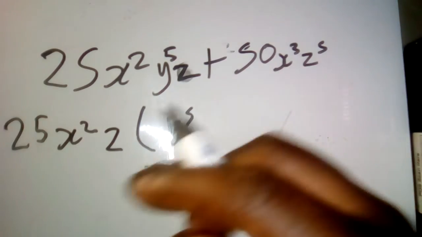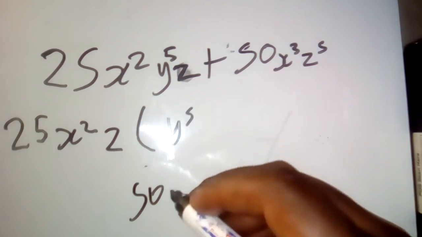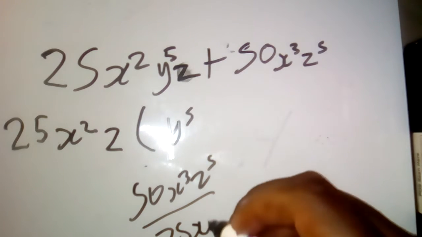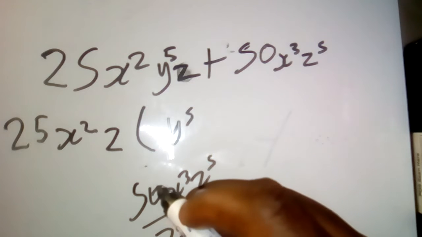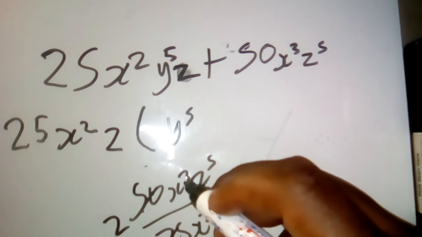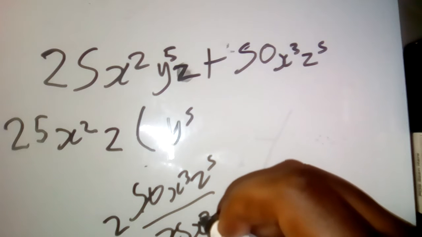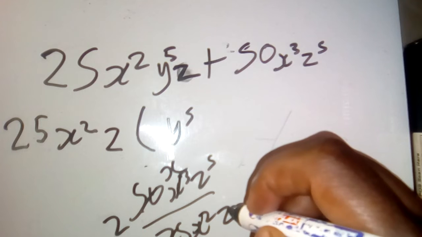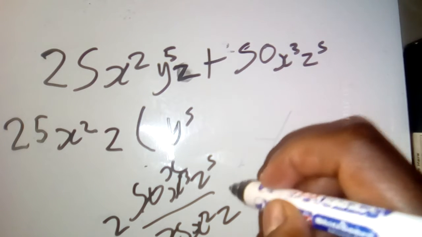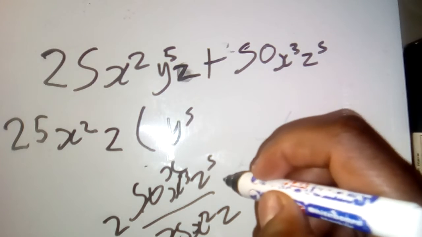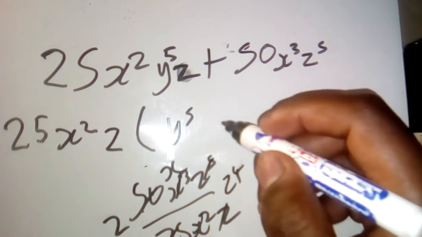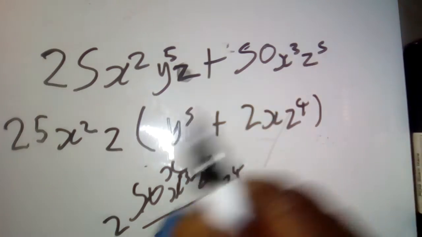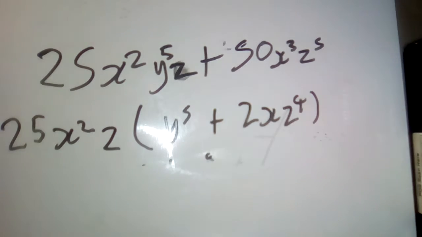Then we're going to have 50 x cubed z to the power of 5 divided by 25x squared z. So 50 divided by 25 is 2. x cubed divided by x squared, when you subtract the exponents, is x. So we have x, and then z to the power of 5 divided by z to the power of 1. 5 minus 1 is 4, so we're going to have z to the power of 4. So our answer is 2x z to the power of 4. So then we have factorized it.